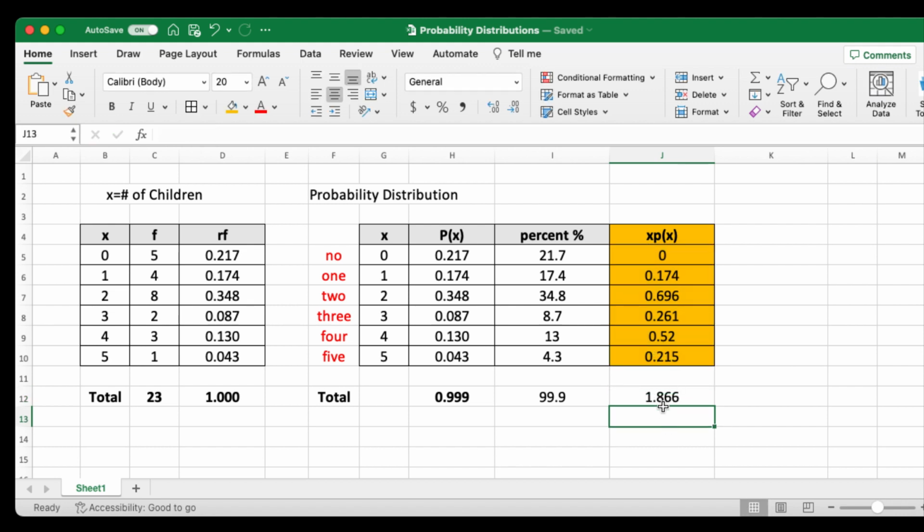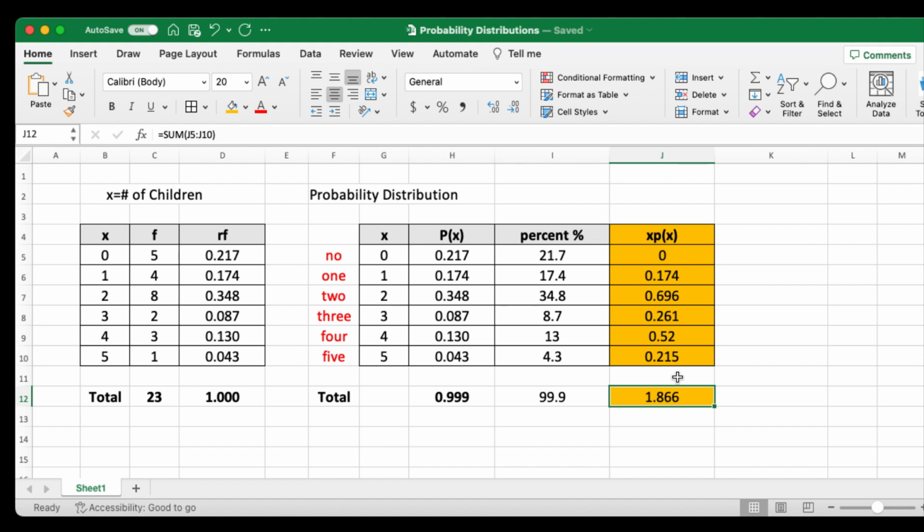And when I get that, what's this answer here? Do you guys see this here? What is that? 1.866. So what I just found here is the mean of the distribution, the average of the distribution. Now, what does the distribution represent? Remember this x value? What does it represent? Number of children. So 1.866 means that's the average number of children in this table.